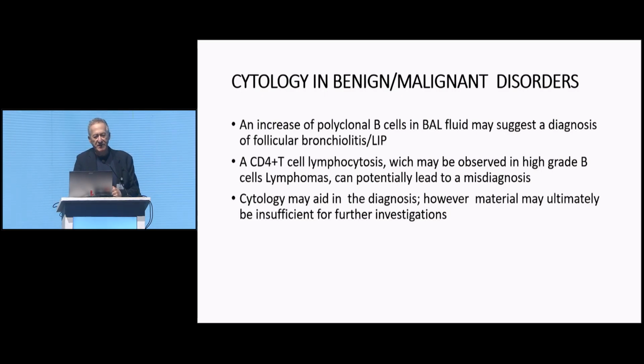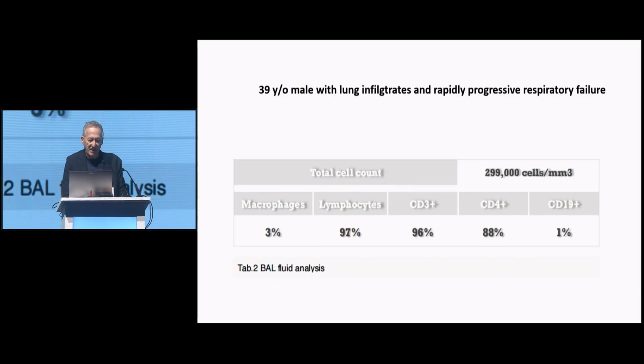some rules of thumb. An increase of polyclonal B cells in BAL fluid may suggest a diagnosis of follicular bronchiolitis or LIP. A significant CD4 cell lymphocytosis may be observed in high-grade B-cell lymphoma, and can mislead the diagnosis. Cytology, of course, may aid in the diagnosis; however, material may ultimately be insufficient for further investigations.